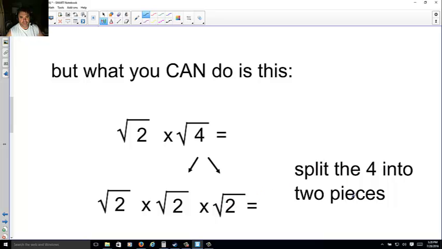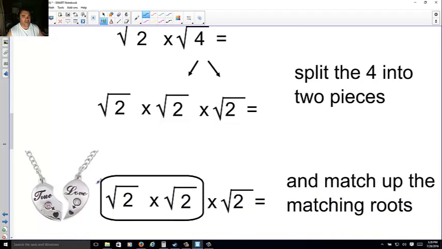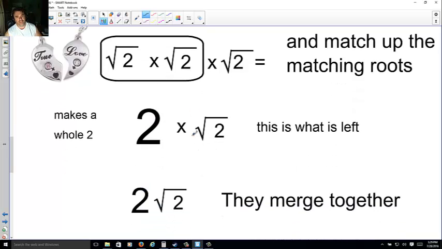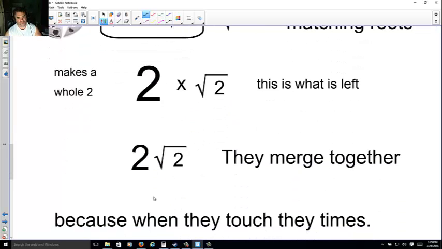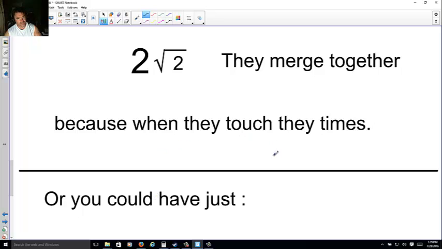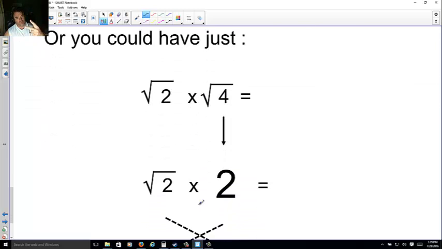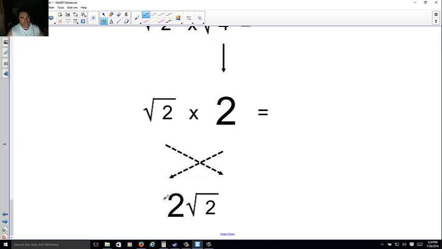You can split the 4 into 2 pieces. Now from there, remember that 2 pieces make a whole. So I can take these 2 out and make a whole 2. So these 2 pieces make a whole, make a 2, and then 2 times the square root of 2 just get put together. So 2 times square root of 2 becomes 2 square root of 2. Because when they touch, they times. Also, did you notice I had square root of 2 and square root of 4? You could have just said, well, square root of 4 makes a 2. And 2 times square root of 2 can just be 2 square root of 2. This is a little harder.